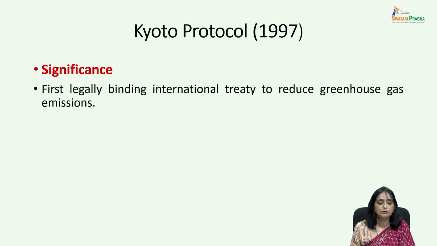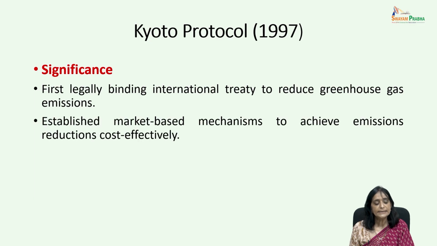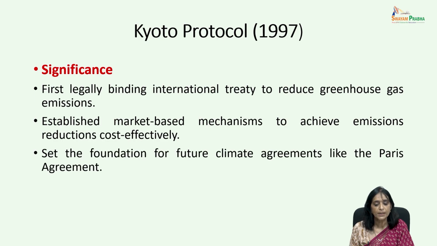The significance of the Kyoto Protocol was that it was the first legally binding international treaty to reduce greenhouse gas emissions. It established a market-based mechanism to achieve emission reductions in a cost-effective way. And it also set the foundation for future climate agreements like the Paris Agreement.